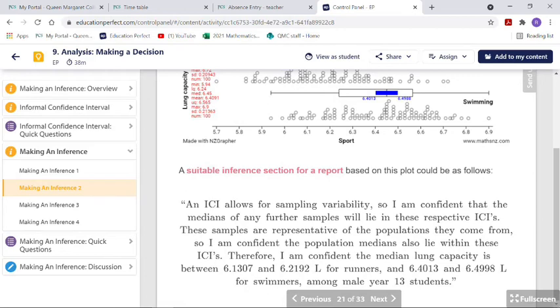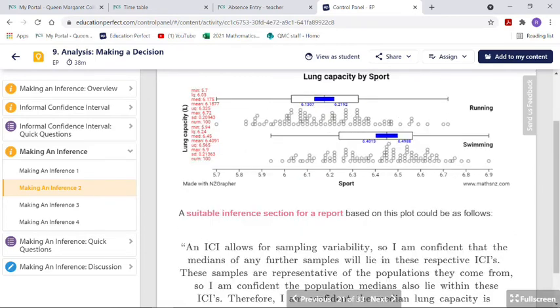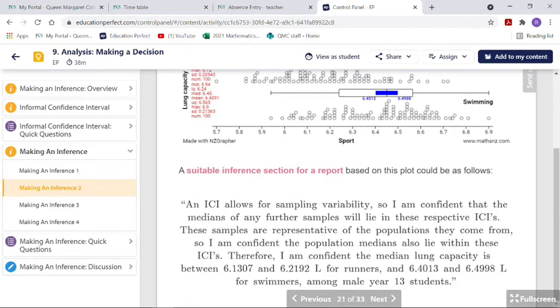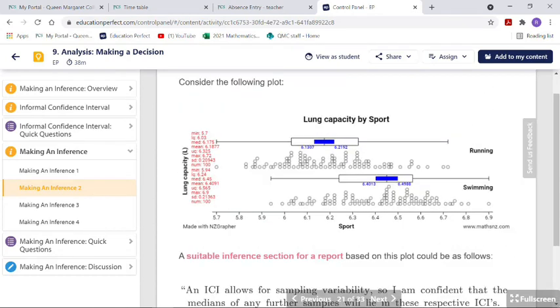Now, these numbers are coming straight from the informal confidence interval. It's actually from this one, because we're talking about for running. So you see these two numbers right there? Those are your boundaries for your informal confidence interval, and that's what you're going to use as the numbers to reinforce your findings. And that one's for runners, and then you have another one for swimmers among male year 13 students. So that's what we're talking about in context. So put the numbers in and make sure you refer back to the context of your graph. Who had what? Okay?